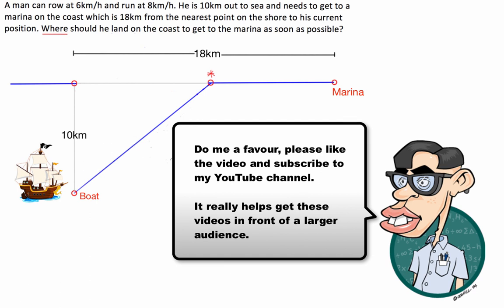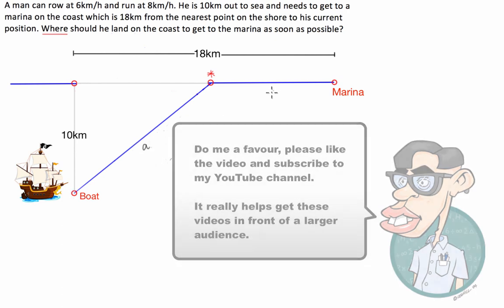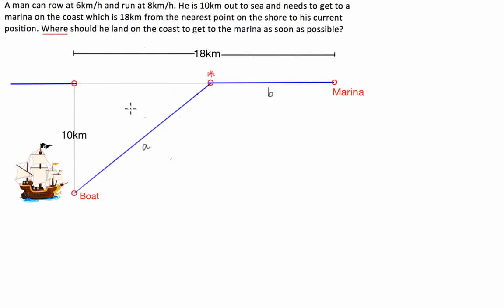Well, to start with, guys, what I'm going to do is break the man's journey into two parts. I'm going to call it part A and part B. Now, we've been told that the man can row at 6 kilometers an hour and run at 8 kilometers an hour. So the next piece of information we can add to our diagram is the length of time it's going to take us to get from the boat to the shore and from the shore to the marina. So to start with, we know he's going to be rowing from the boat to the shore. So that's 6 kilometers an hour. And if the distance from the boat to the shore is A kilometers, the time that it takes is going to be A divided by 6.